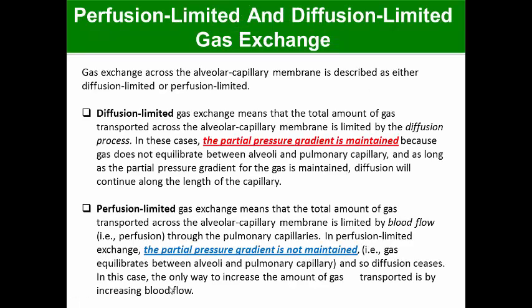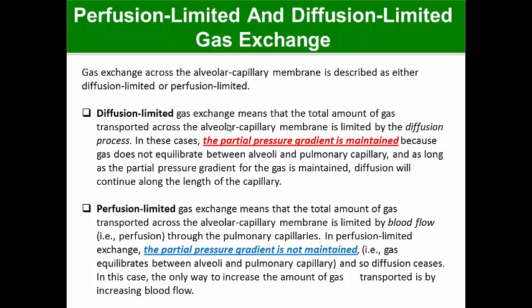The exchange of gases across the respiratory membrane from the physiological point of view is described as either limited by diffusion or limited by perfusion. What's the meaning of this? Diffusion limited gas exchange means that the total amount of the gas which is transported across the alveolar capillary membrane is limited by the diffusion process.